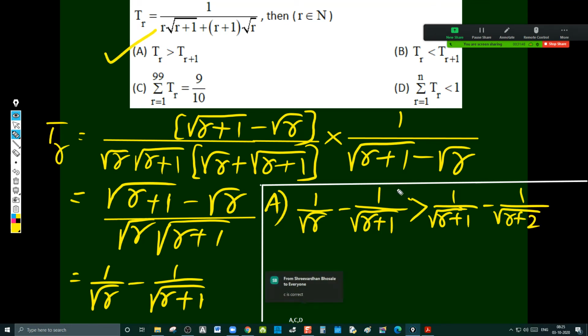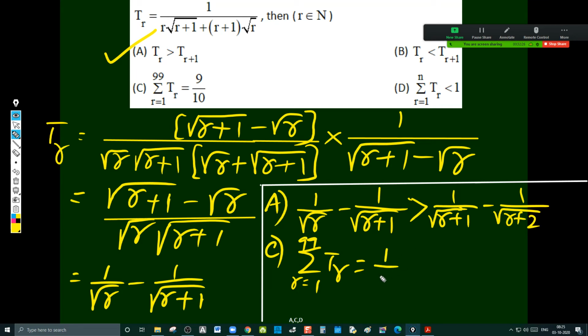So option B is ruled out. Now coming to option C. Did I explain in the previous class also about the telescopic series? Did I? Yes, sir. Only the first and last term will be there: 1 will be there and 1 upon root 100 will be there. Correct. If you want to check, you can expand it. All the terms will get cancelled except the first and last.